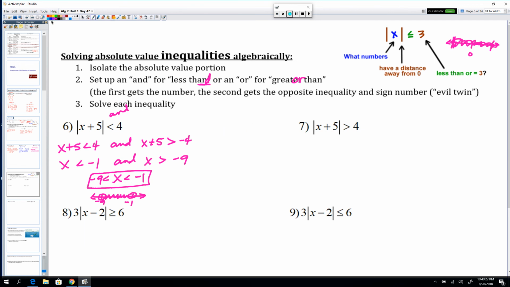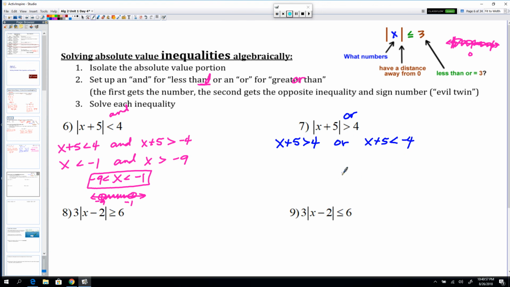Let's take the exact same numbers and do a greater than. Okay? Once again, step 1's done for us. There's no isolation work to be done. Step 2 is taking a look at whether this is less than or greater than, and this time it's greater than, so that's greater or. So when we break these out of absolute value jail, we set up an x plus 5 is greater than 4, or x plus 5 is less than negative 4.